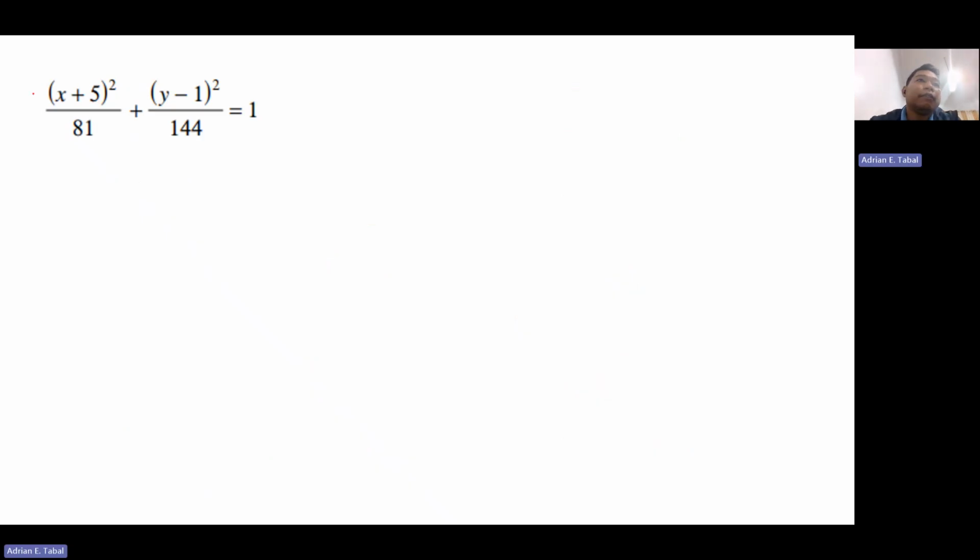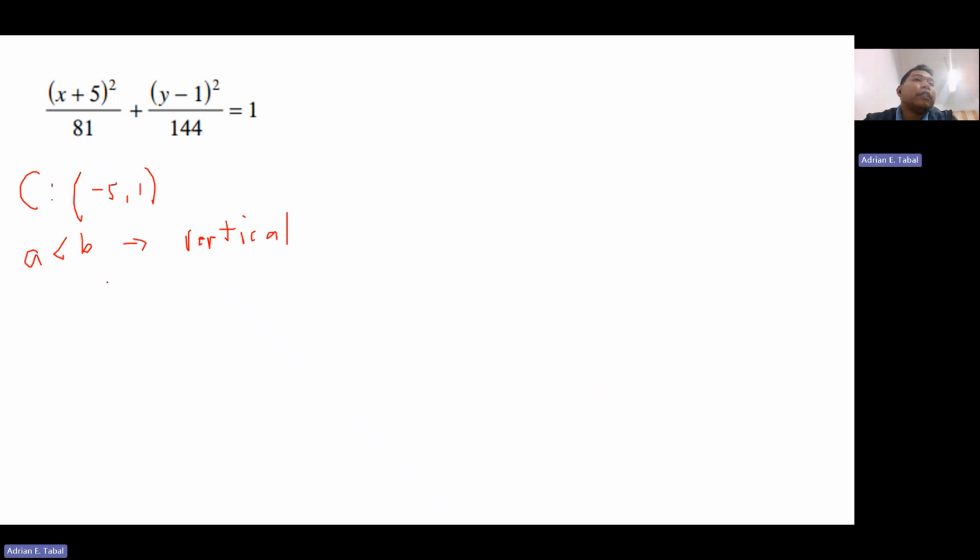Next, we have this one: the quantity x plus 5 squared over 81 plus the quantity y minus 1 squared over 144 equals 1. Let's have the center first. Our center is negative 5, positive 1. This is our h and then our k. Since the first number, 81, is less than 144, I can say the graph is vertical.